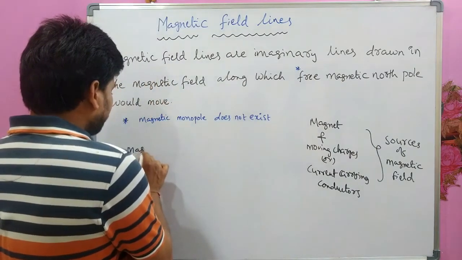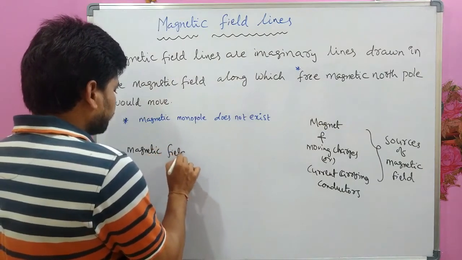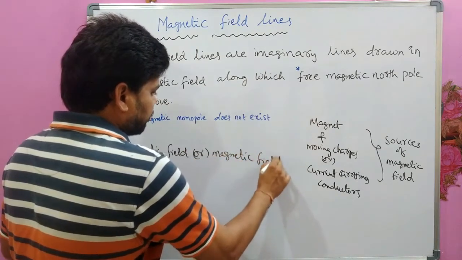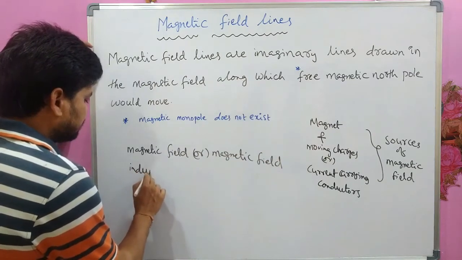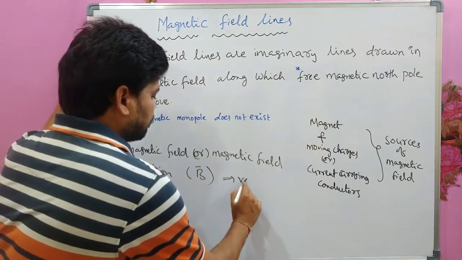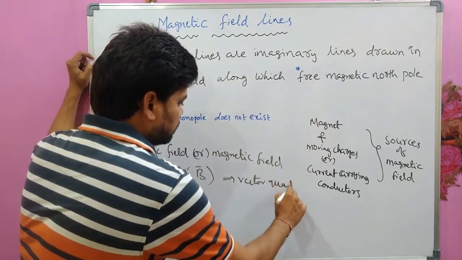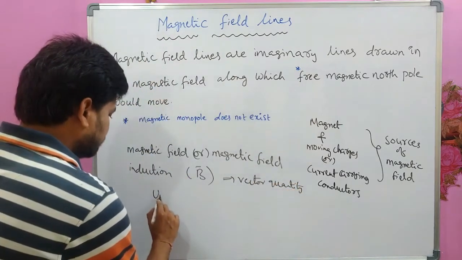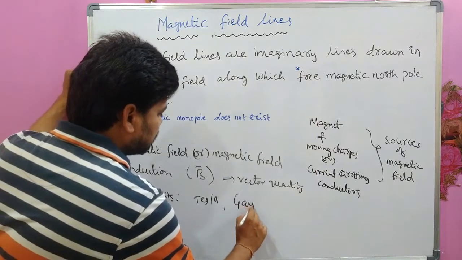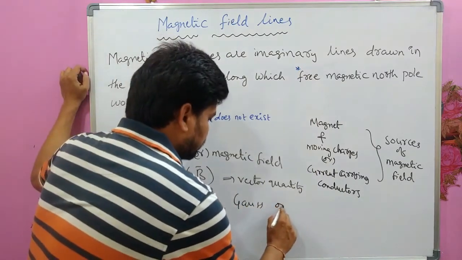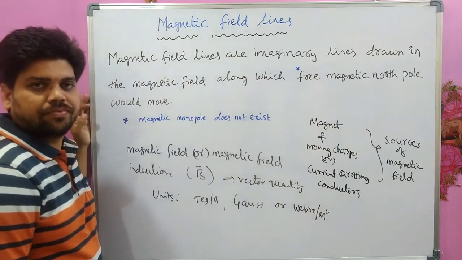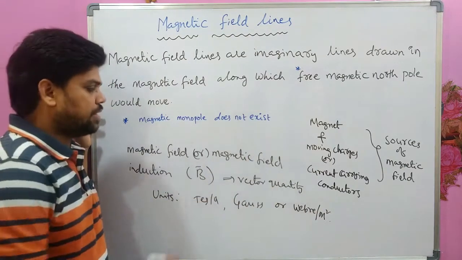So magnetic field or magnetic field induction, represented with B. It is a vector quantity. Units. You can say Tesla, Gauss, or Weber per meter square are the units for magnetic field or magnetic field induction.